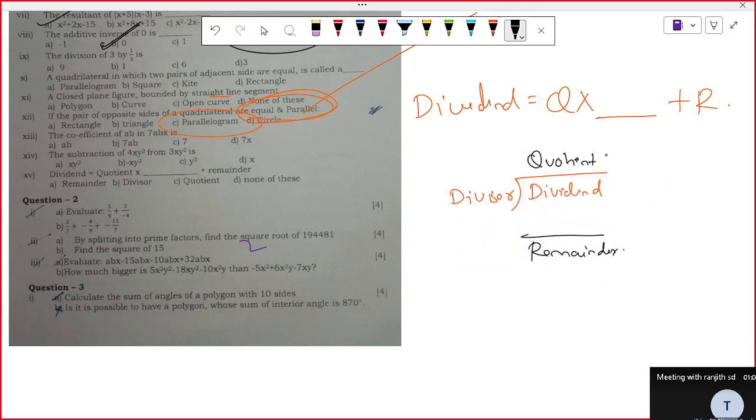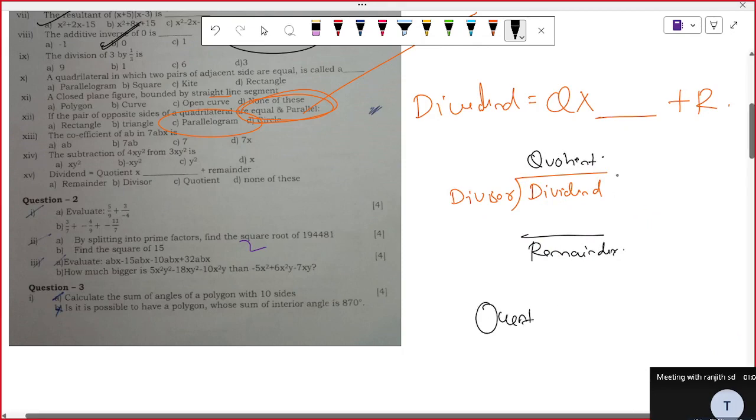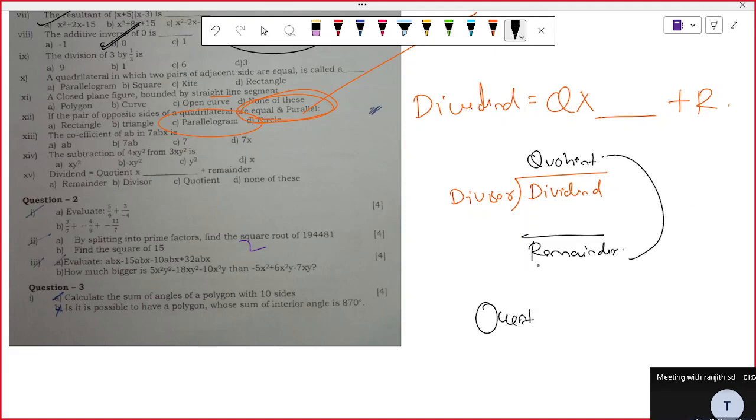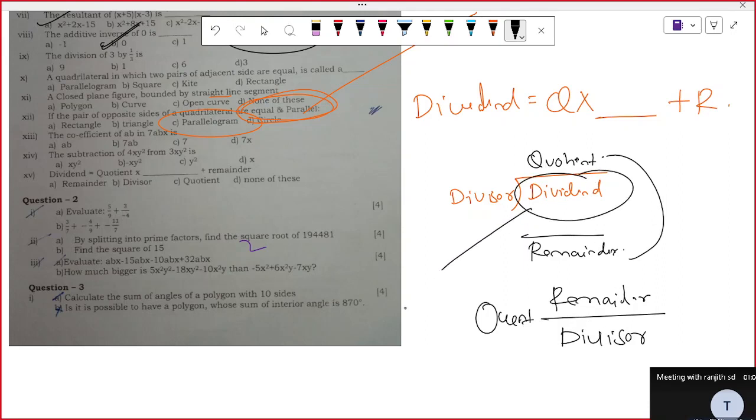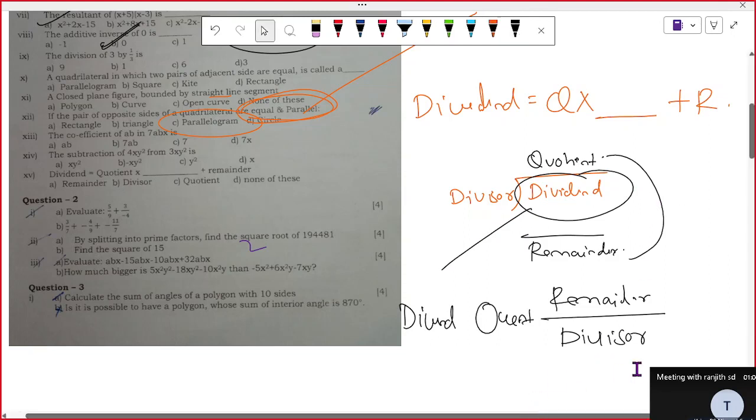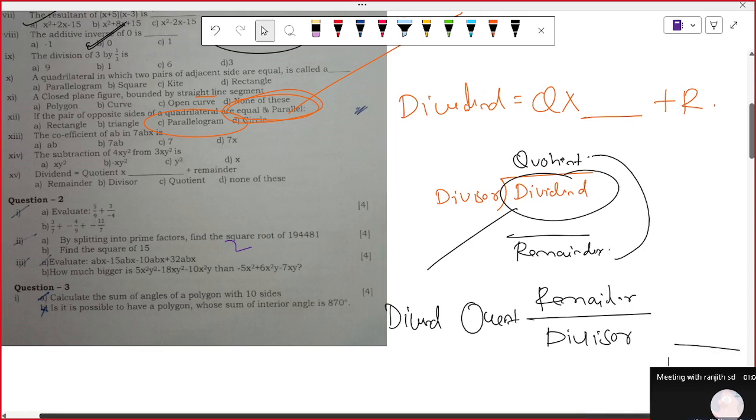Now, how do we write the answer? Quotient. What do you get? Quotient, remainder, divisor, dividend. Let me write it properly. So is it divisor? No, this question is different, students.